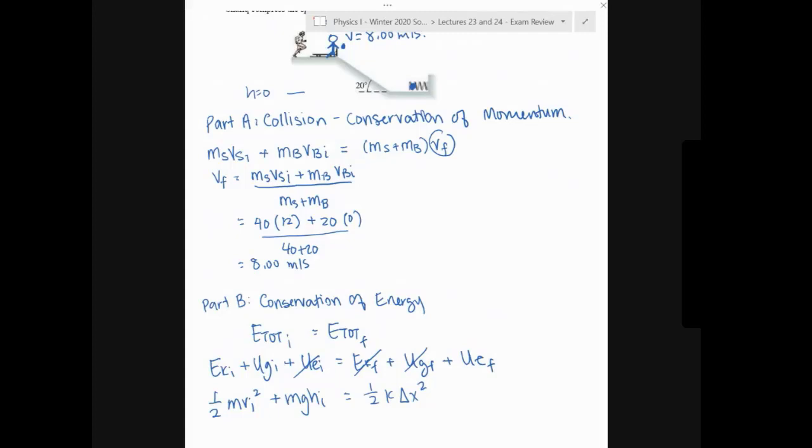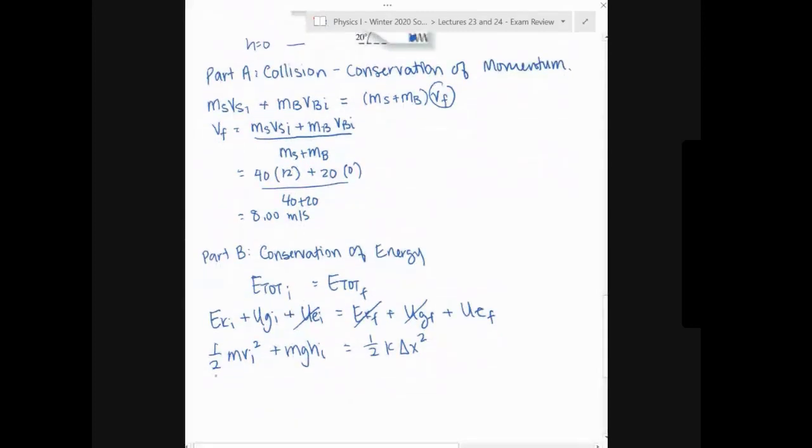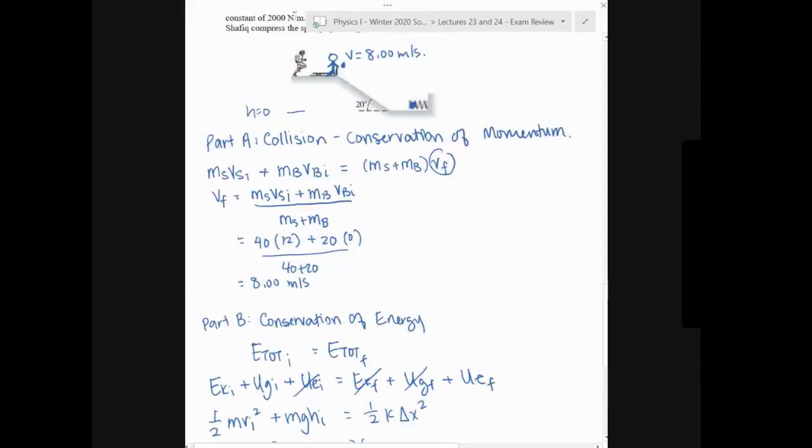Okay, so now we have the initial velocity. First, the mass of both of them together was 60 kilograms. The initial velocity was 8. We found that from the collision part of the question. The mass is 60, g is 9.8. What about the initial height?